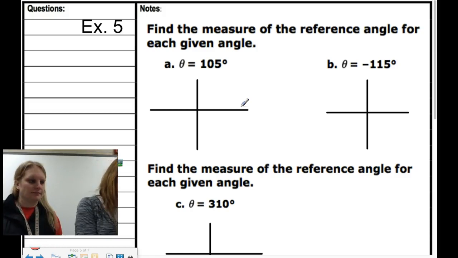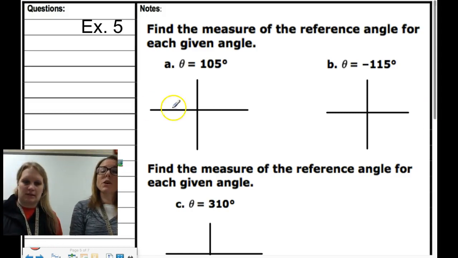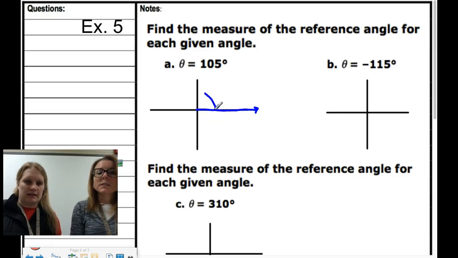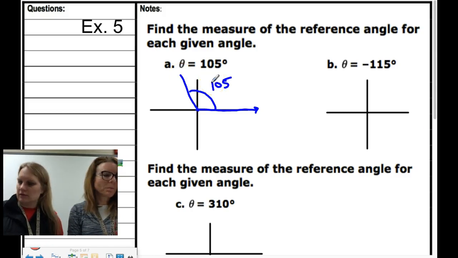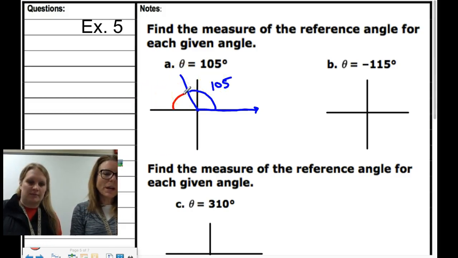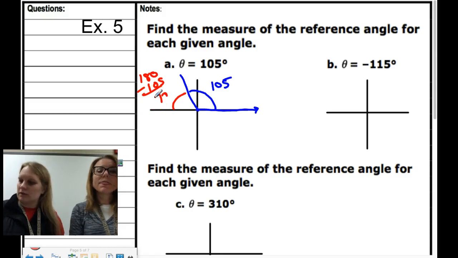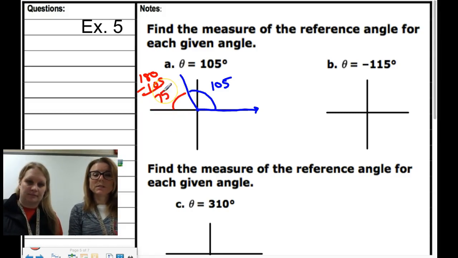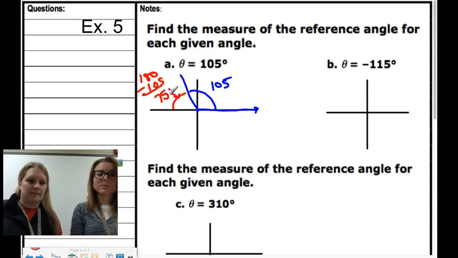So let's try this one. Find the measure of the reference angle for each given angle. The number one, we do have to draw this. So this would be 90, and we go a little more to 105, and then we draw that. But we want to find from here down to the x-axis. So all we have to do is take 180 minus 105, which is 75 degrees. That's our reference angle.